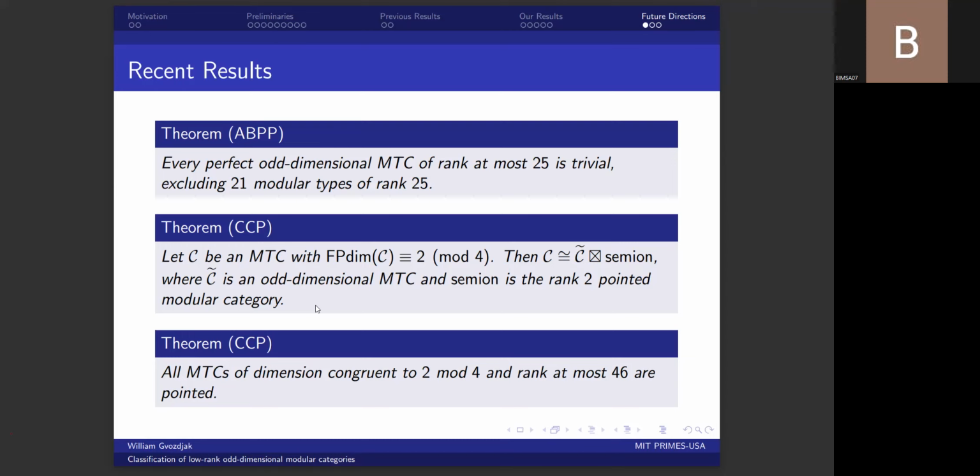Okay, so another question. I would like to hear about your experience at the MIT PRIMES program, in fact, how everything goes. Can you talk a bit about that? Yeah, so MIT PRIMES has been a really, really great experience.